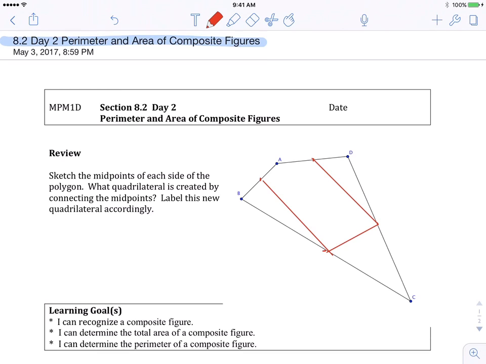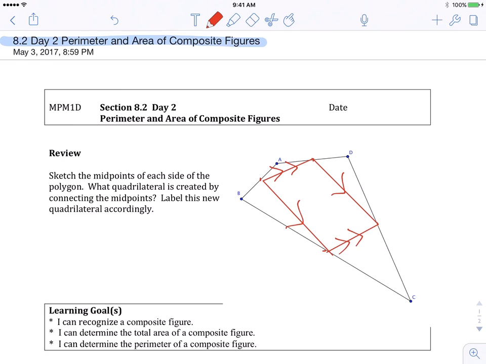If you go ahead and do that on your sheet as well, you'll notice that you do get a parallelogram. That's the shape. When you join the midpoints of each side of a polygon, you end up with a parallelogram. So that side is parallel to that side, and of course this side is parallel to the opposite side.